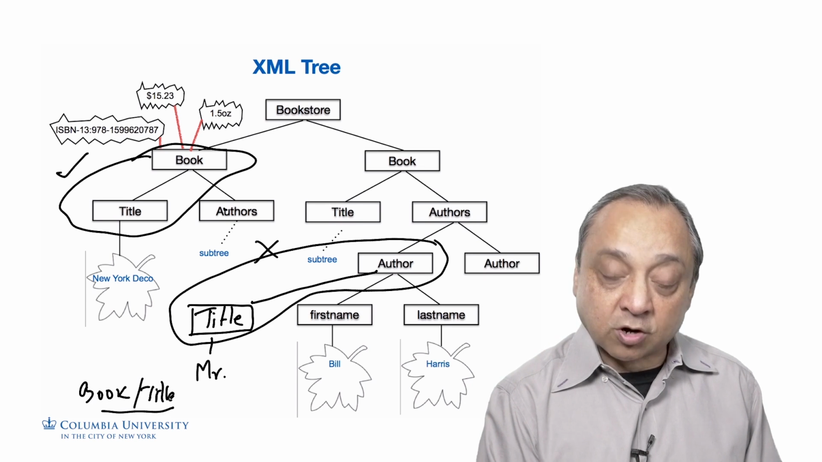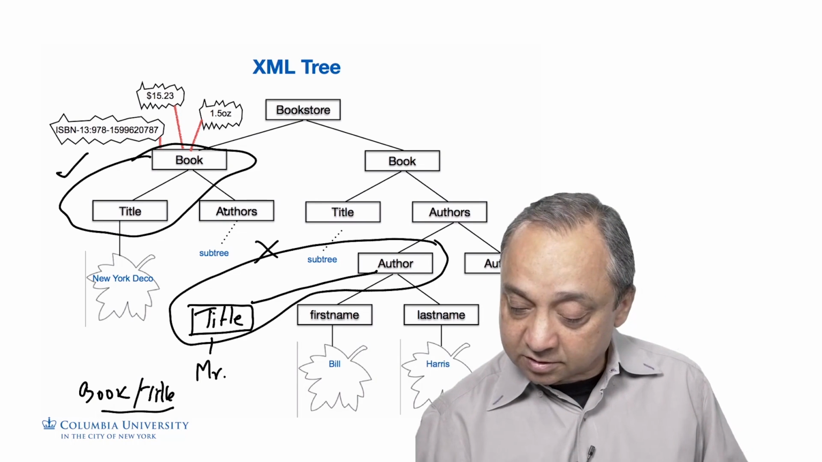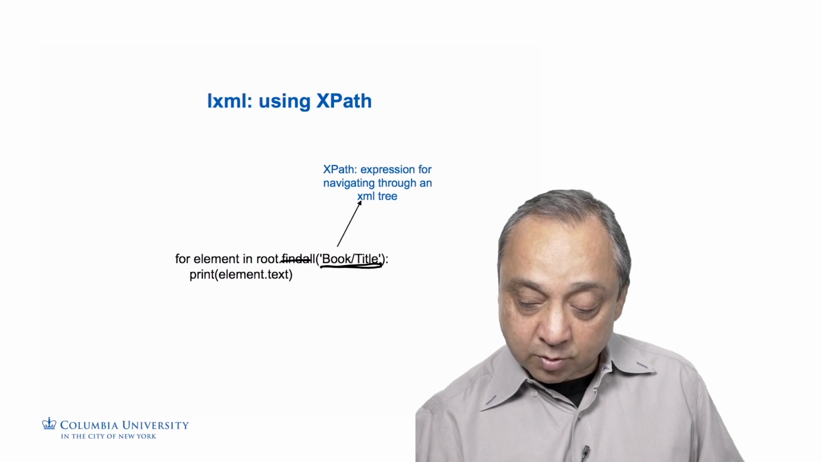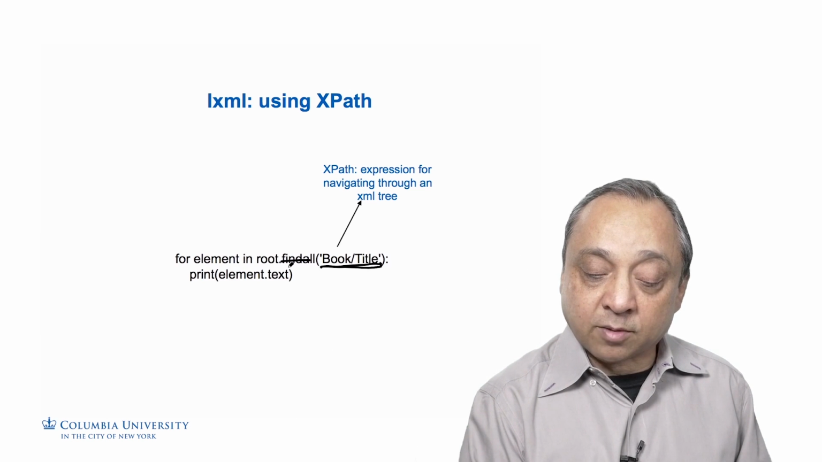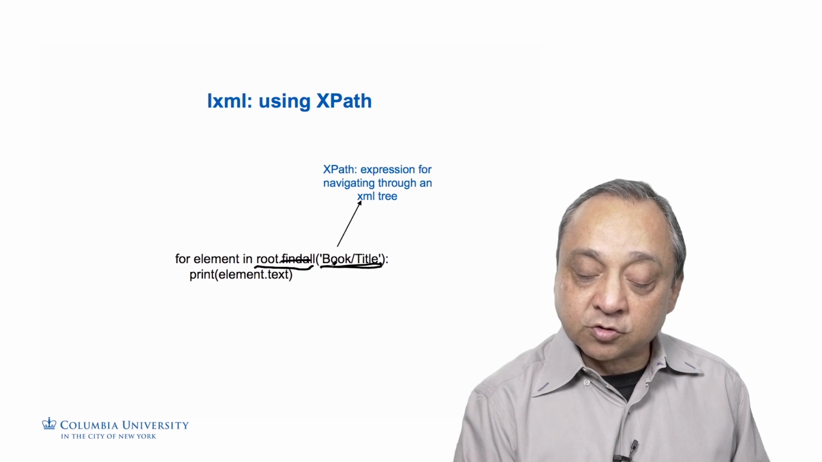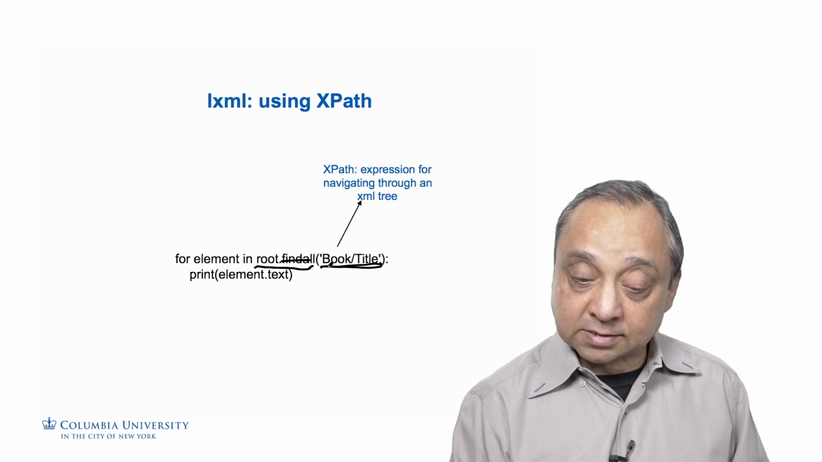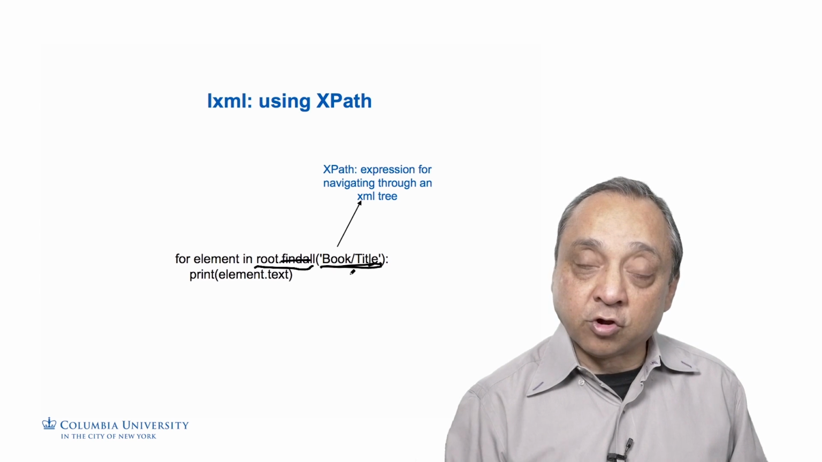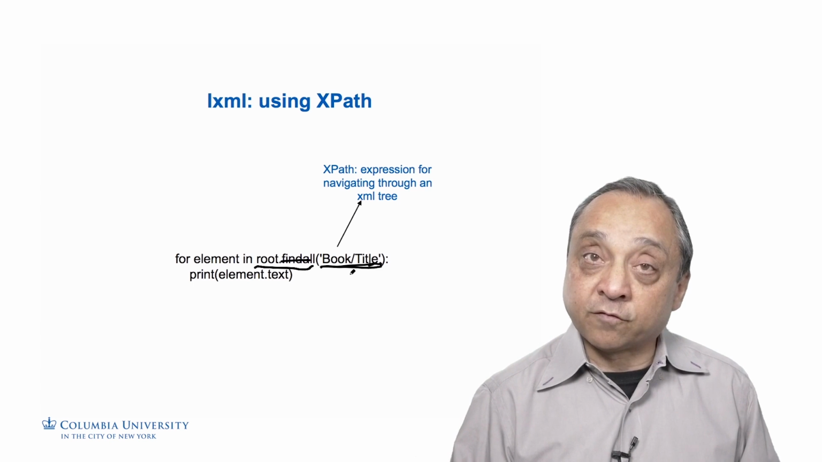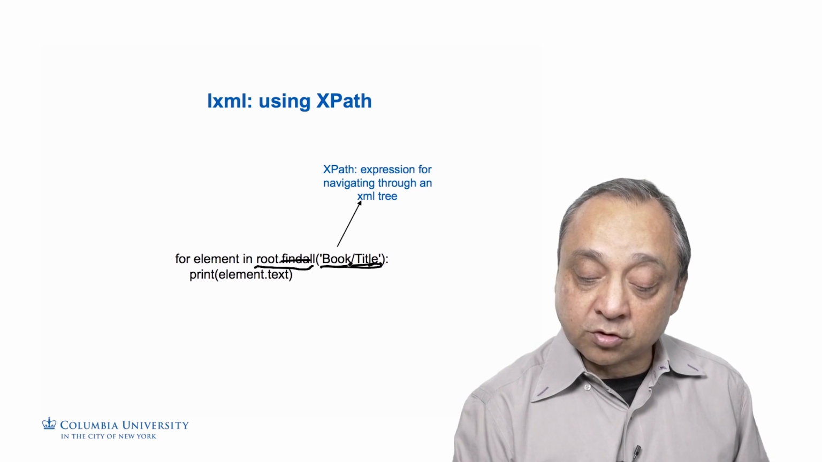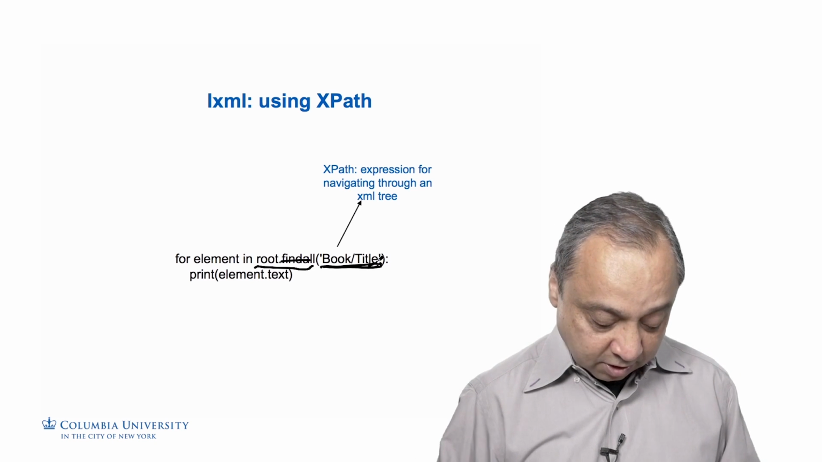This structure is called an XPath, and XPaths are very useful because of exactly the reason that we've seen here. So let's take a look at how we can do that. What we can do is say for element in root.findAll. root.findAll is going to find all tags that match this XPath. root.find will find one tag, the first tag that it matches, and root.findAll finds them all. So this is root.findAll, all the tags that match book/title, and print element.text.